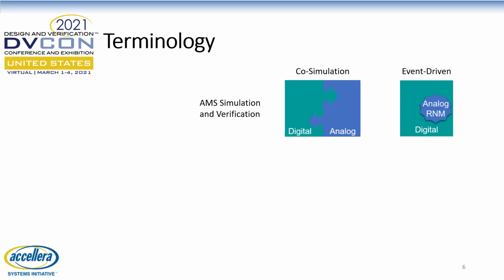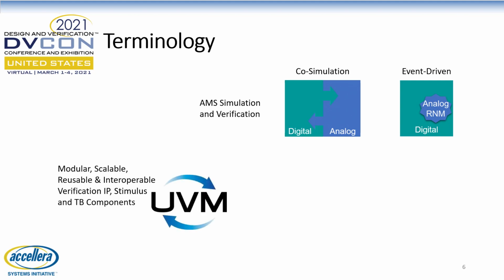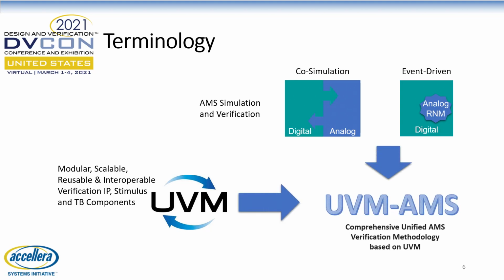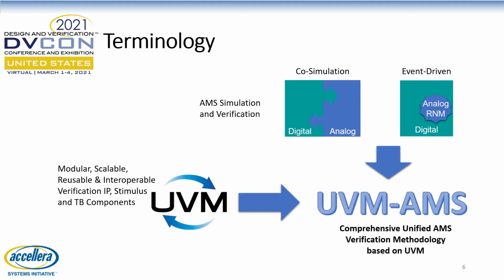And just so we're all talking about the same thing, UVM is the IEEE 1800.2 standard verification methodology originally released by Accellera 10 years ago that provides modular, scalable, reusable, and interoperable verification IP, stimulus, test bench components, environments, and more. This is in use by over 80% of ASIC verification teams today, so it makes sense that we'd use this as our target methodology. And when we combine these ideas, we get UVM-AMS, a comprehensive and unified analog mixed signal verification methodology based on UVM to improve AMS and DMS verification of integrated circuits and systems.